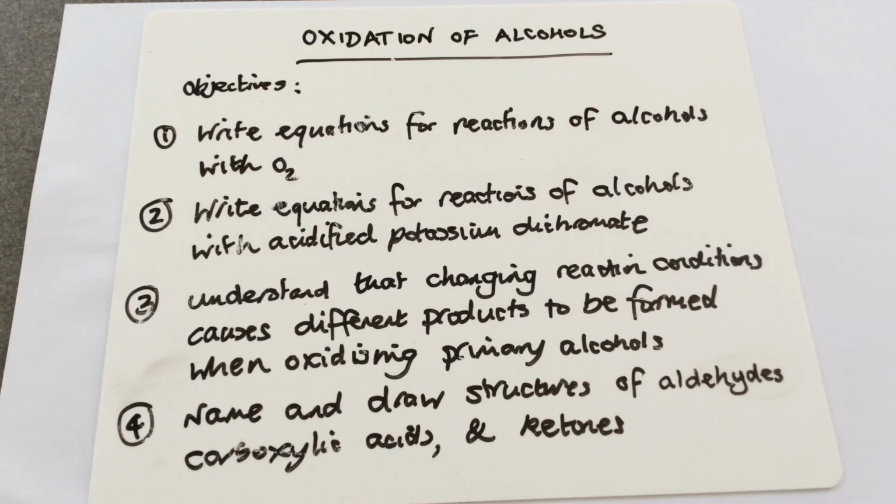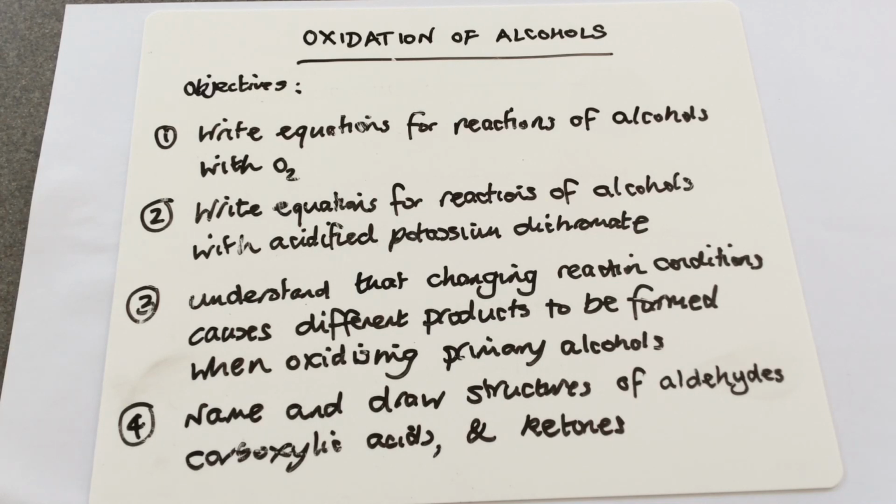This is the first video about oxidation of alcohols. As you can see from the objectives, what we're looking at over the coming videos is to be able to write equations for the oxidation of alcohols. Firstly, with atmospheric oxygen, and then secondly, and perhaps most importantly, with acidified potassium dichromate. This is a mild oxidizing agent. It's more interesting because it results in the formation of more interesting organic molecules called aldehydes, carboxylic acids and ketones.